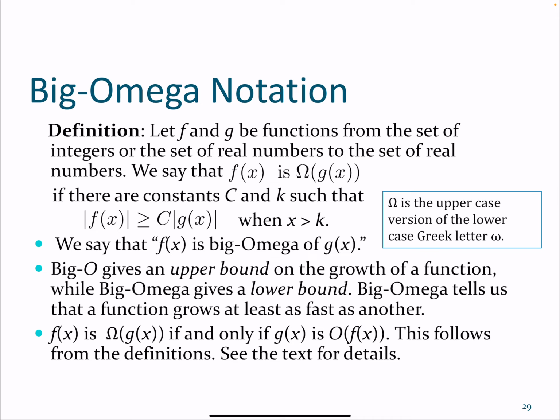Another notation, similar to big O notation, is called big omega. The only difference is that big O notation means f(x) is smaller than or equal to c g(x), but in big omega notation f(x) is greater than or equal to c g(x). So after you find the same C and k, we say f(x) is big omega of g(x). Big O gives you an upper bound of the growth of the function, and big omega, because of its definition, gives you a lower bound. That means f(x) is always greater than or equal to the growth of g(x). That's the meaning of big omega.